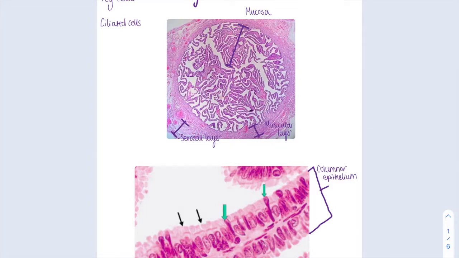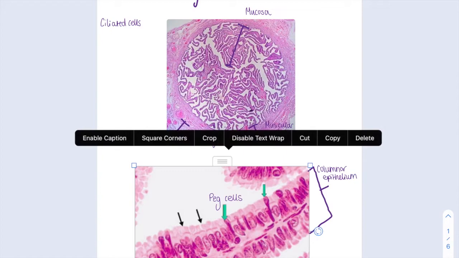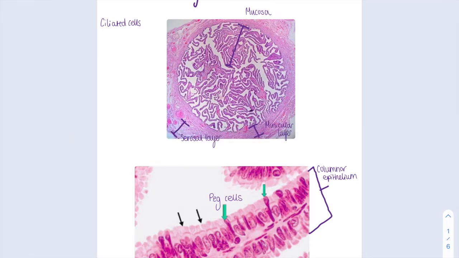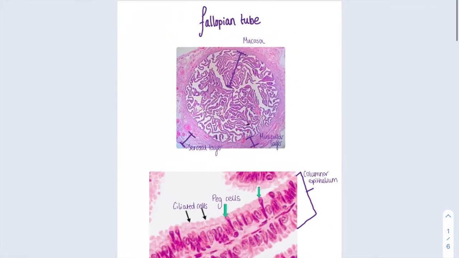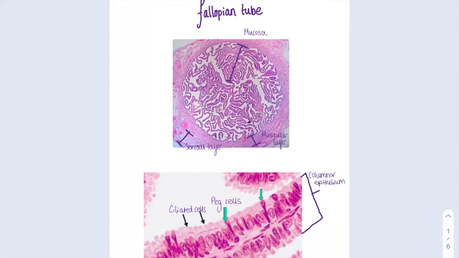And then we have the peg cells, which are these ones here with the green arrows. These are the ones that secrete mucus into the fallopian tube. And then the ones with the black arrows are ciliated cells, and you can see the little cilia there on top of the cells. That's the fallopian tube, and next we'll move on to the uterus.